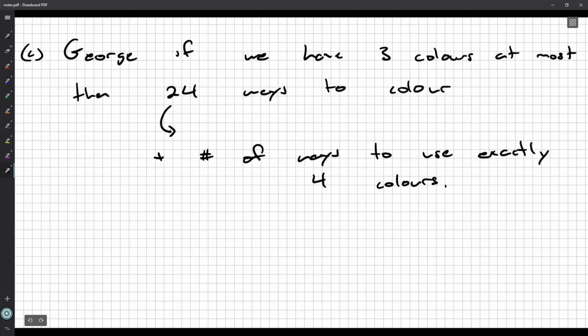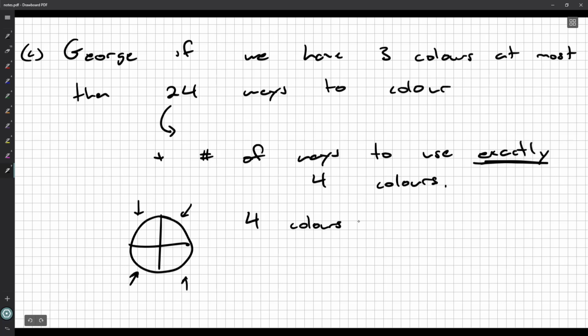Okay. So George was sort of easing us into the problem, now let's make it a little harder. If I'm going to use exactly 4 colors, and there's only 4 spots on the circle, I have to use each color once. Right? So no choice of what colors, I've got to use all 4 colors. So 4 colors to place, but I don't have anything to pick. I've got to use all 4.